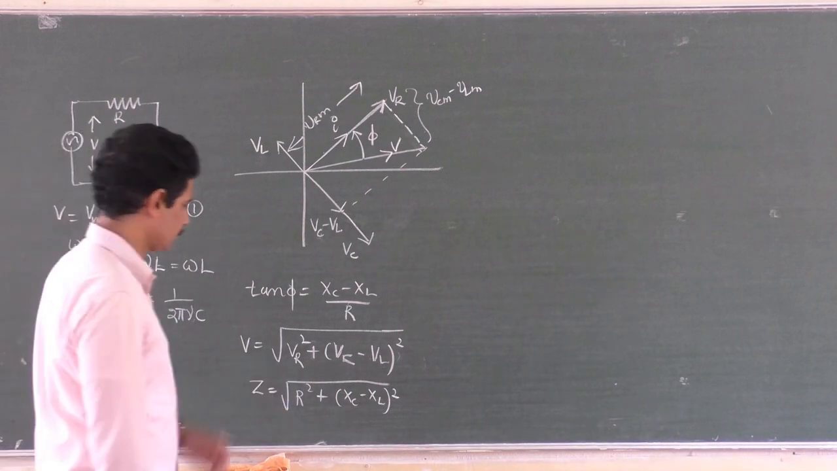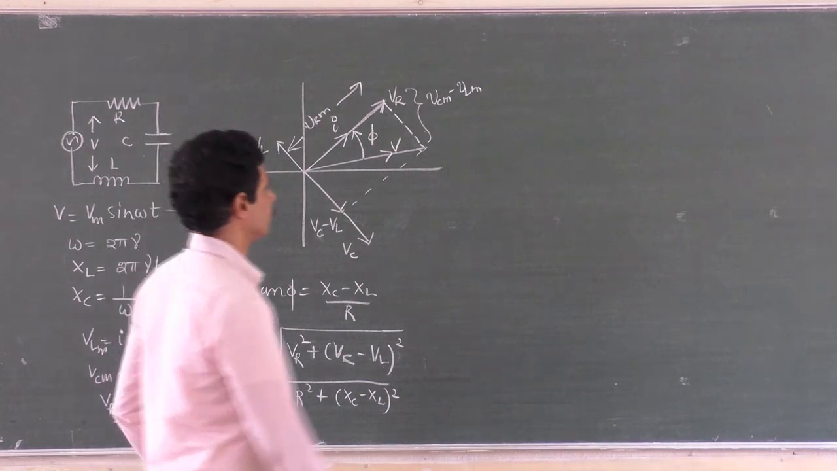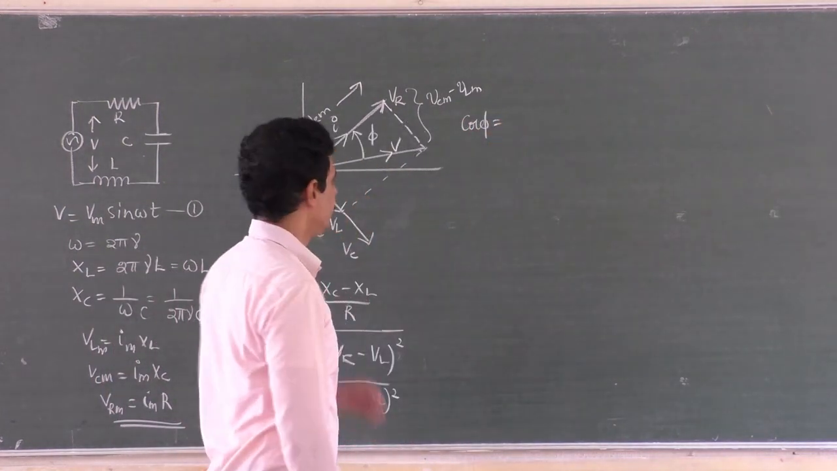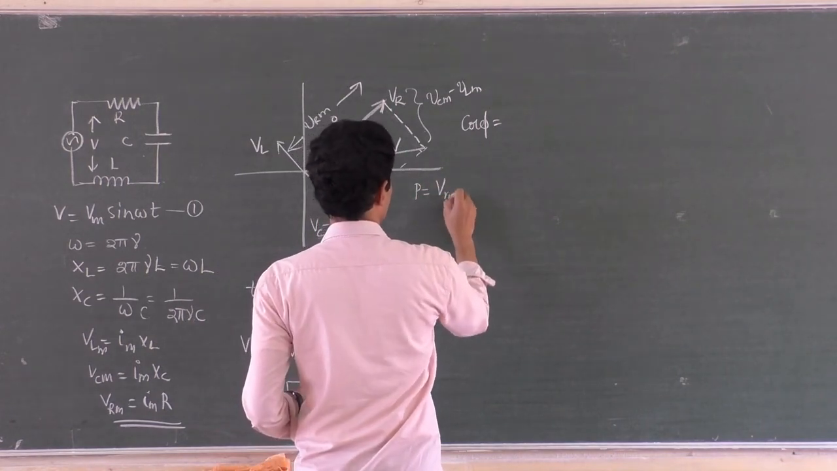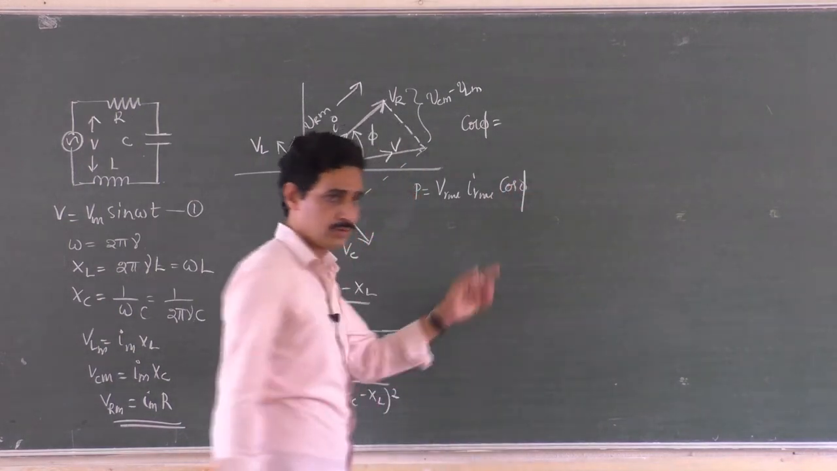Okay, Z equal to root of R square plus Xc minus XL whole square. So tan phi we have written. Now cos phi. This is called power factor. You know that power in AC circuit is given by Vrms into Irms into cos phi. We have written this. We are going to derive this.